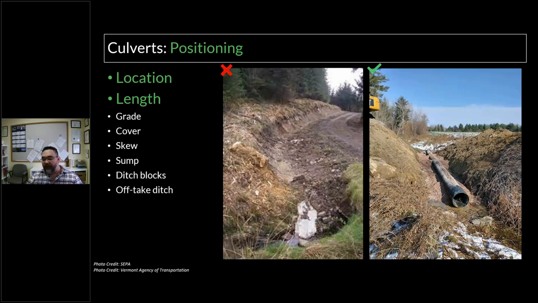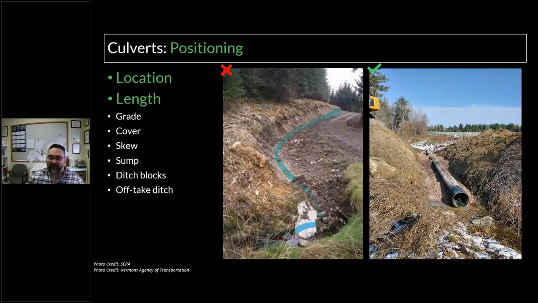So where do these culverts go? Well, one thing that we have to remember with our ditches and our culverts is to understand where it's going at first. So in the left-hand example here, that's a fresh ditch with unvegetated material that's flowing directly into a stream. So we do not want to do that. So we have to understand not only where our ditches are going, but where our culverts are going. And I'll speak to that in the next couple of slides.